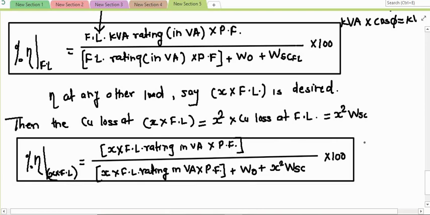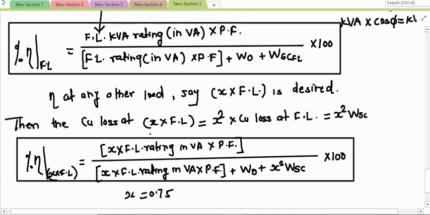Suppose it is mentioned in the problem to find out the efficiency at 75% of the load. Then what is your x? Your x should be 0.75. So for finding out the output at 75% of load, what we have to do? You have to convert the kVA into volt ampere multiplied by power factor so that you will get the full load output of the transformer, multiplied by that fraction. Means that will be the output of the transformer at that fraction, right? So find out the output of your transformer at that fraction.